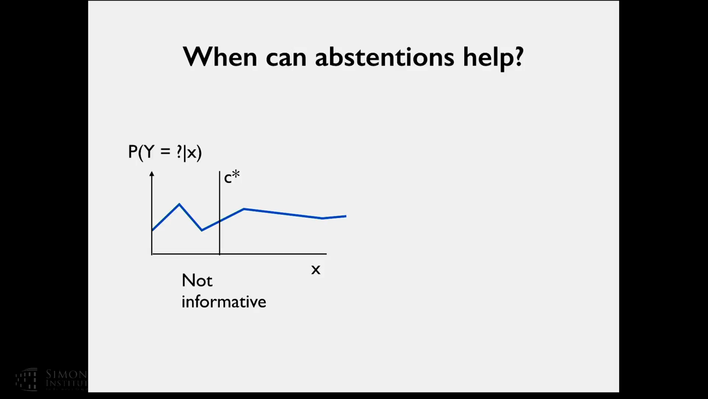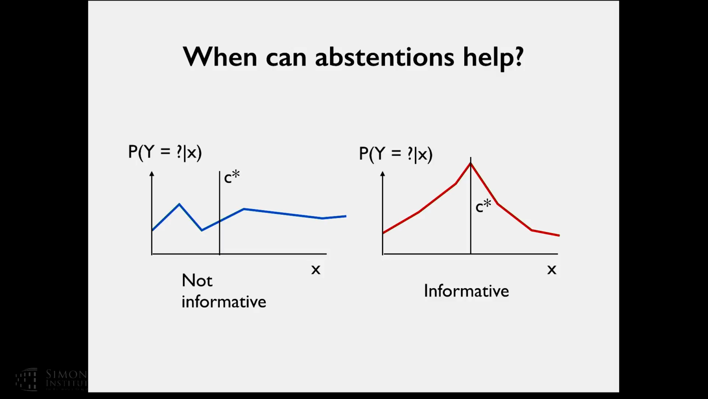So let's start out by trying to understand when abstentions can happen. Suppose this is our P of y equal to abstain given x. Here you have your C star, but the abstention rate is sort of random. So it's not really telling you much about C star, or about what's going on. It's going up, going down, really kind of random. Maybe we can throw out the abstentions, but beyond that, this is not going to be super informative.